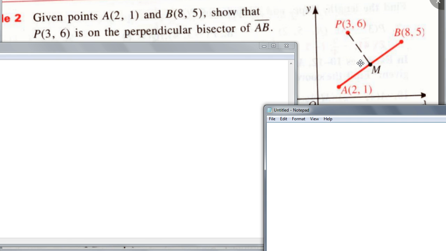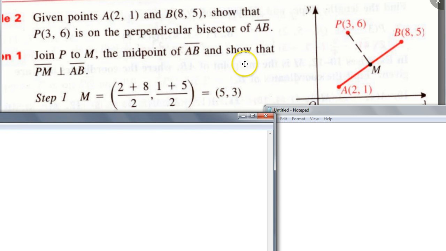5-3. How many people agree with Leo? Okay, very good. It is 5-3, because you just find the average of the x's and the average of the y's, right? Then we're not done. So that's the midpoint. We want to know whether or not PM is the perpendicular bisector. So it does go to the midpoint.